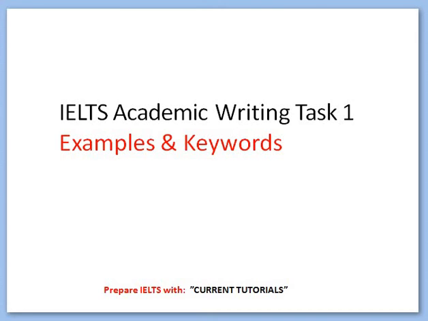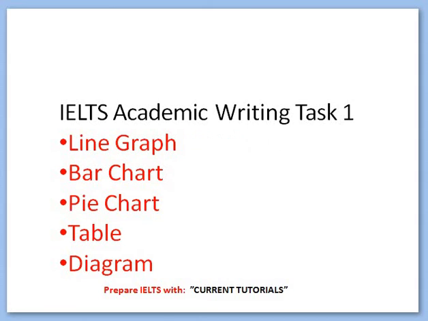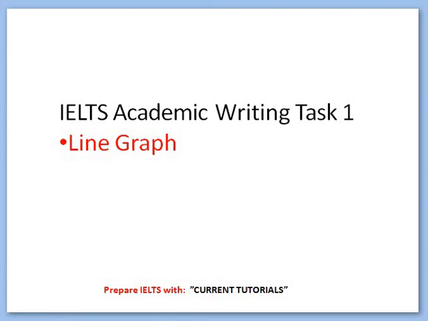Assalam-o-Alaikum and welcome to Current Tutorials. Okay, in this section we will discuss some examples and keywords of IELTS academic writing task 1. Writing task 1 normally includes a line graph, bar chart, pie chart, table or a diagram. So let's start with the line graph.